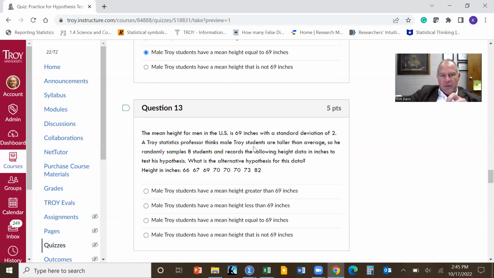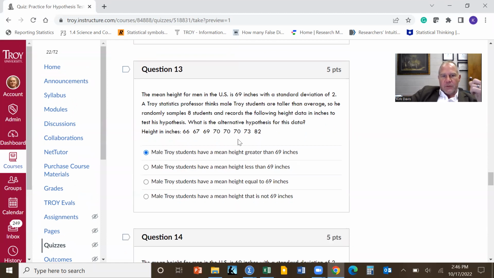So we need a statement, typically, but not always, the alternative hypothesis will be consistent with your research hypothesis, what you expect. Not always, but usually. So in this case, we're thinking they're taller. That's what we're looking for. And so we would say male Troy students have a mean height greater than 69 inches. If it was a two-tailed, we would just say male Troy students have a mean that is not, but we're making a one-tailed prediction, so we're going to say they're taller.